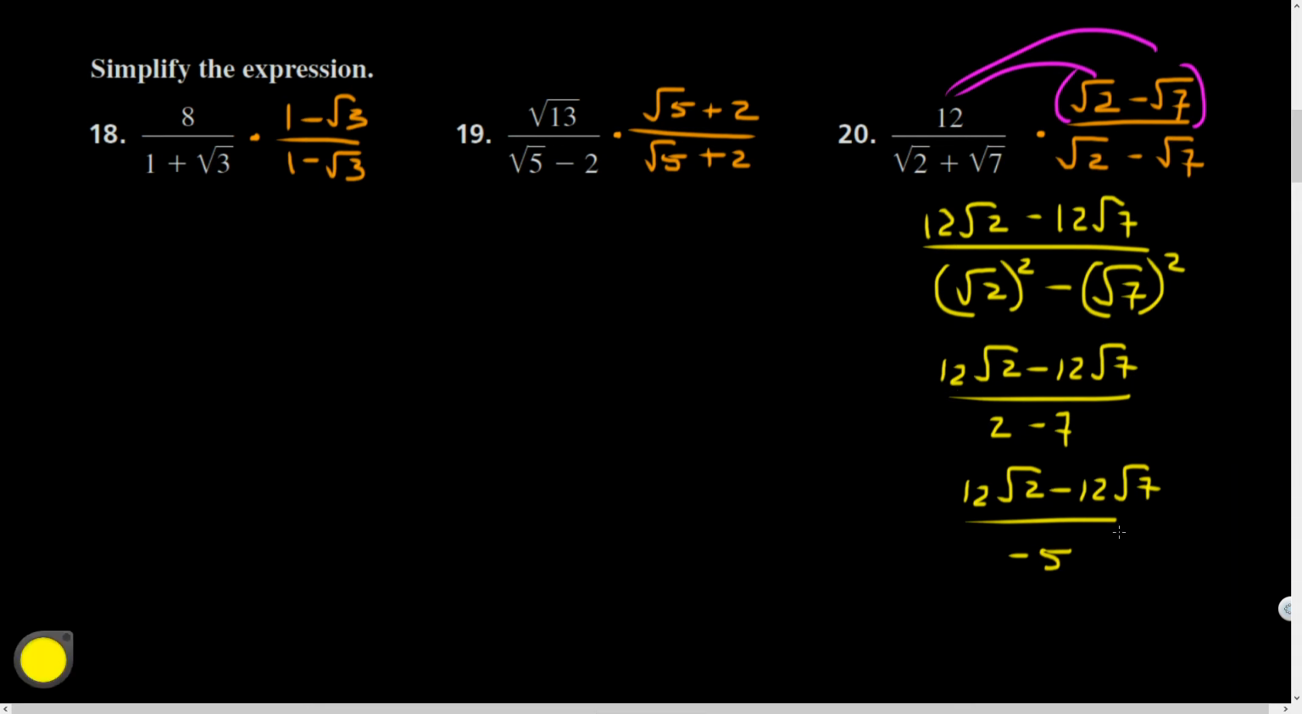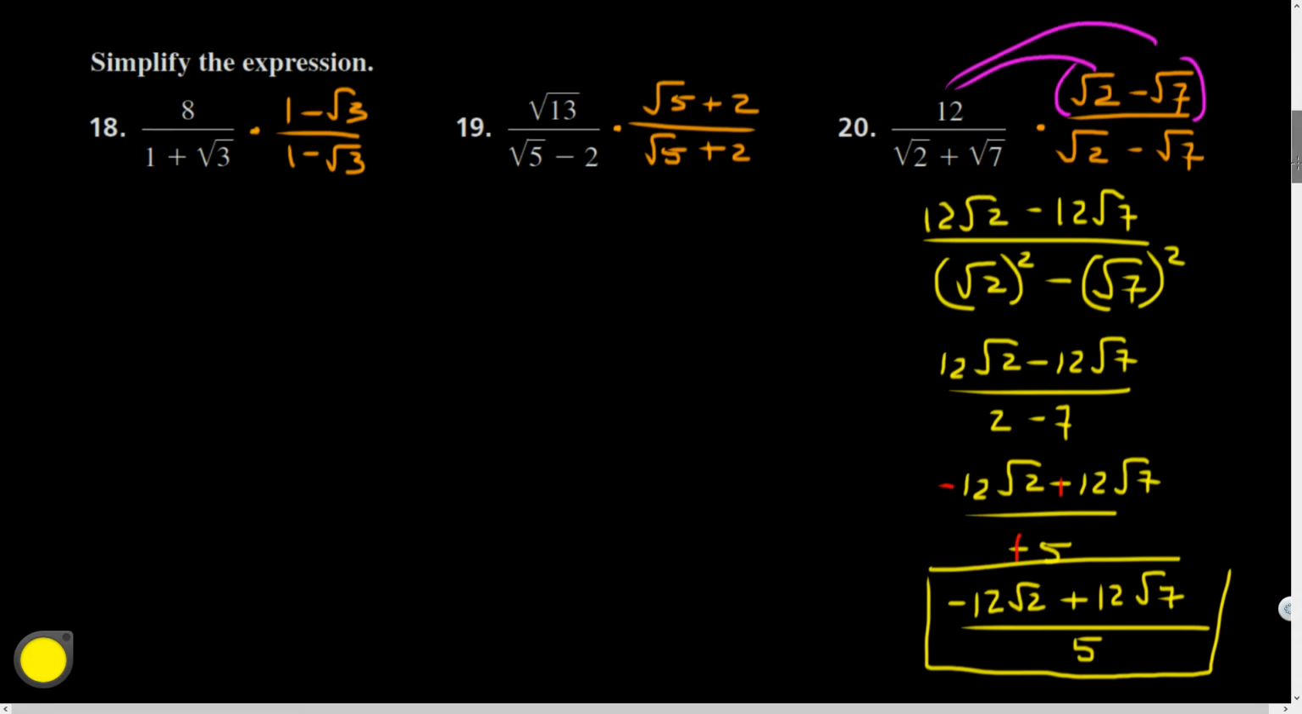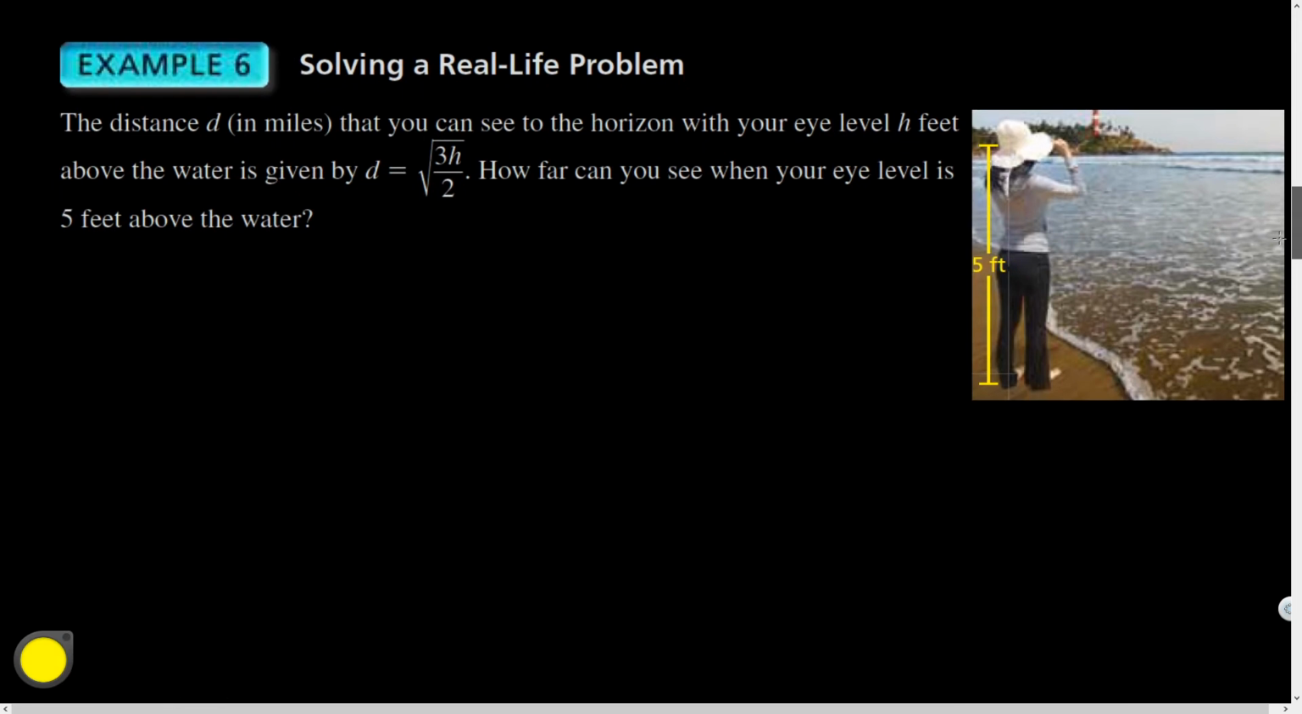So now the 12s and the 5 do not simplify, but tell you what, let's actually deal with this minus sign. I want to get the negative out of the denominator, and so I'll opposite this term and opposite that term. And so I'll have negative 12 rad 2 plus 12 rad 7 all over 5. And so there's my final answer. So it's still not the prettiest, but it does get the radical out of the denominator.